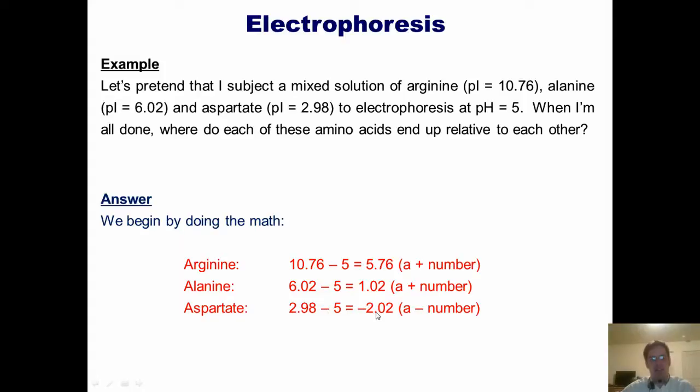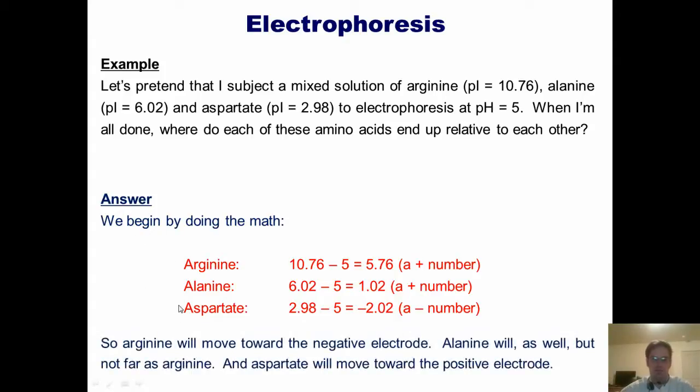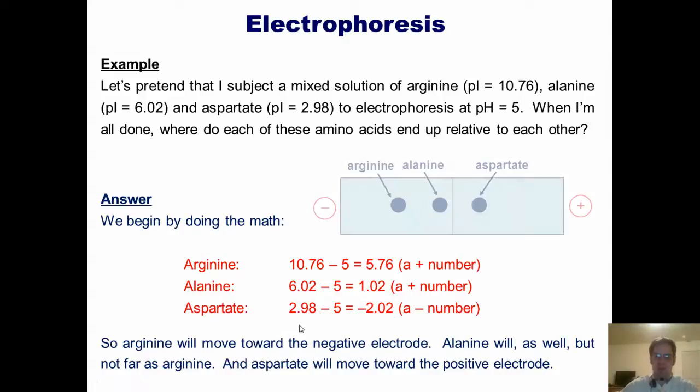I subtract 5, I get negative 2.02, which is obviously a negative number. So what does that mean? It means that aspartate will migrate or be attracted toward the positive electrode. So arginine will move toward the negative electrode, alanine will as well, but not as far, and aspartate will move toward the positive electrode. Now I draw a picture.